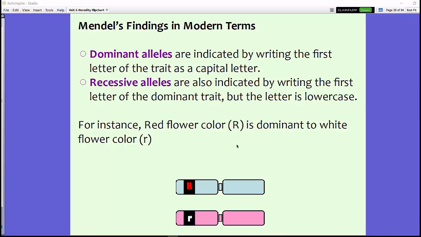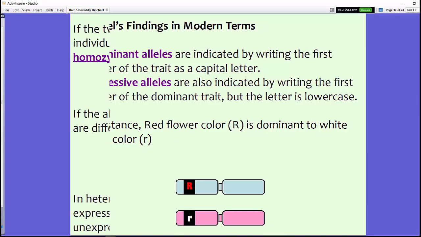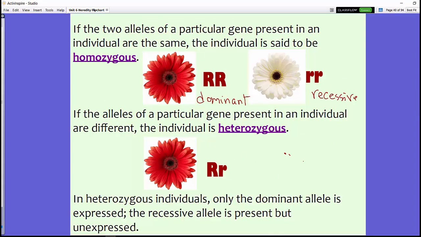So for instance, if we're talking about red flowers and that is the dominant trait, we say that that's going to have an uppercase R, whereas if white flowers are the recessive color, that's going to have a lowercase r. It's also very important to understand that we can have alleles of a particular gene that are both homozygous and heterozygous, and depending upon what those look like will give us what is expressed and what is not expressed. So if the two alleles of a particular gene present in an individual are the same, the individual is said to be homozygous. So meaning that we have two big R's or two little r's. Two big R's means it's going to be the dominant trait. Two little r's are the recessive trait.